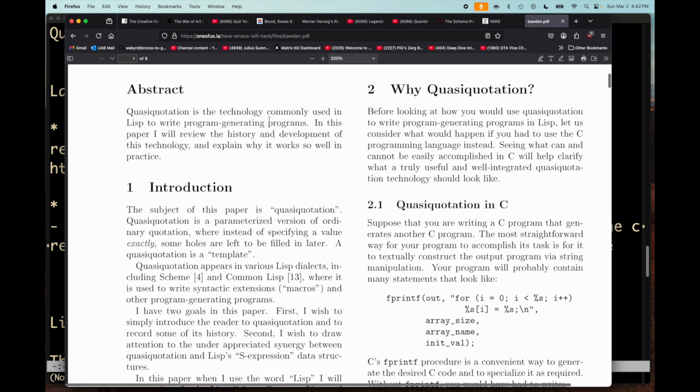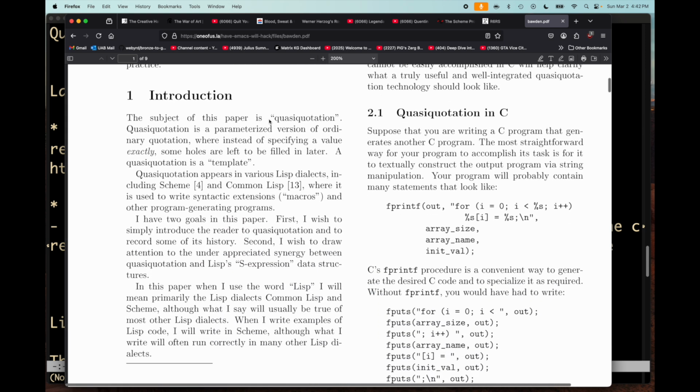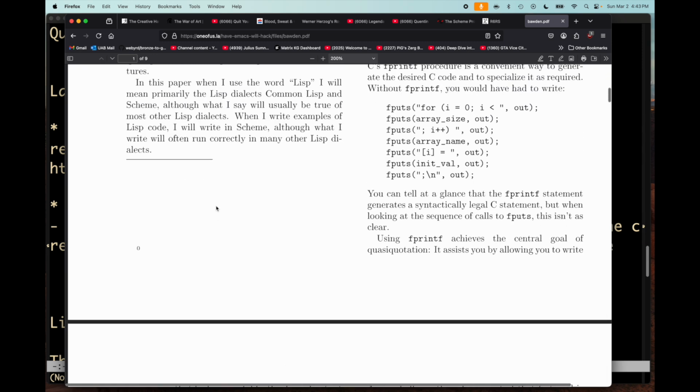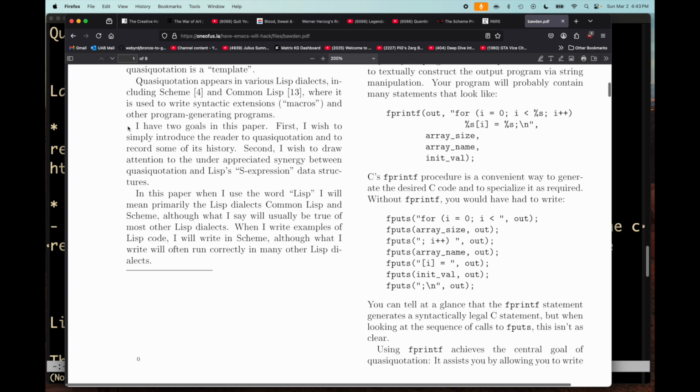And so this talks about quasi-quotation, not just in Lisp, but also like the idea in C, that sort of thing. And Scheme, Common Lisp, all that. And here we go. I have two goals in this paper. First, I wish to simply introduce the reader to quasi-quotation and to record some of its history. Second, I wish to draw attention to the underappreciated synergy between quasi-quotation and Lisp's S-expression data structure.